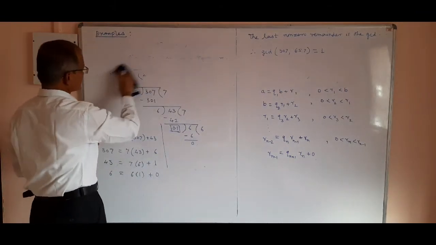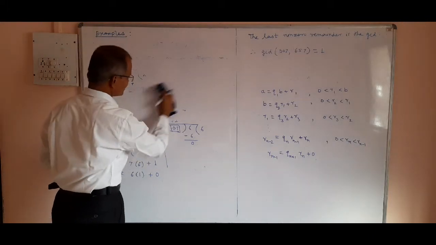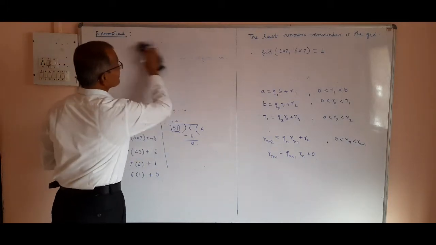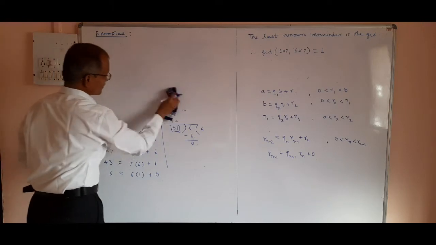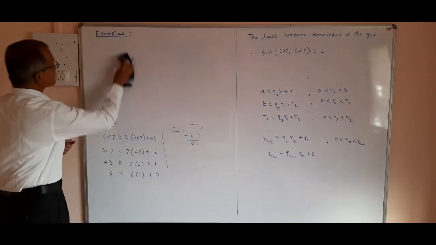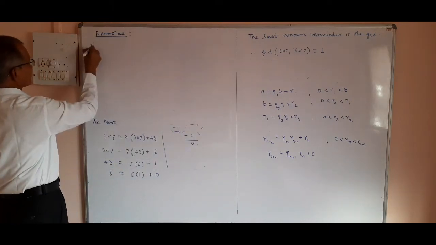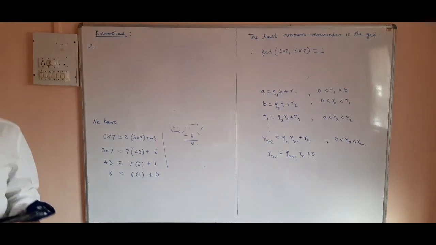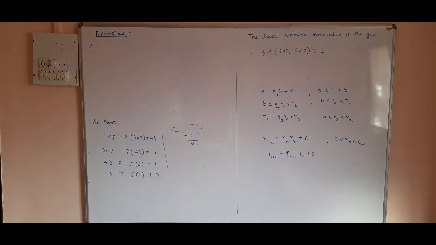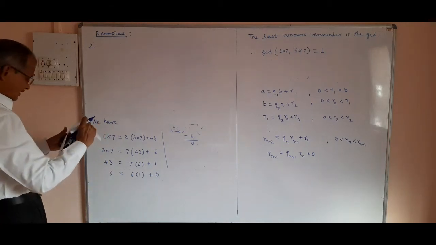And for the second example, we shall again use Euclidean algorithm. So, problem 2. That is from the book. The problem is to find the values of x and y. Use Euclidean algorithm to obtain integers x and y.